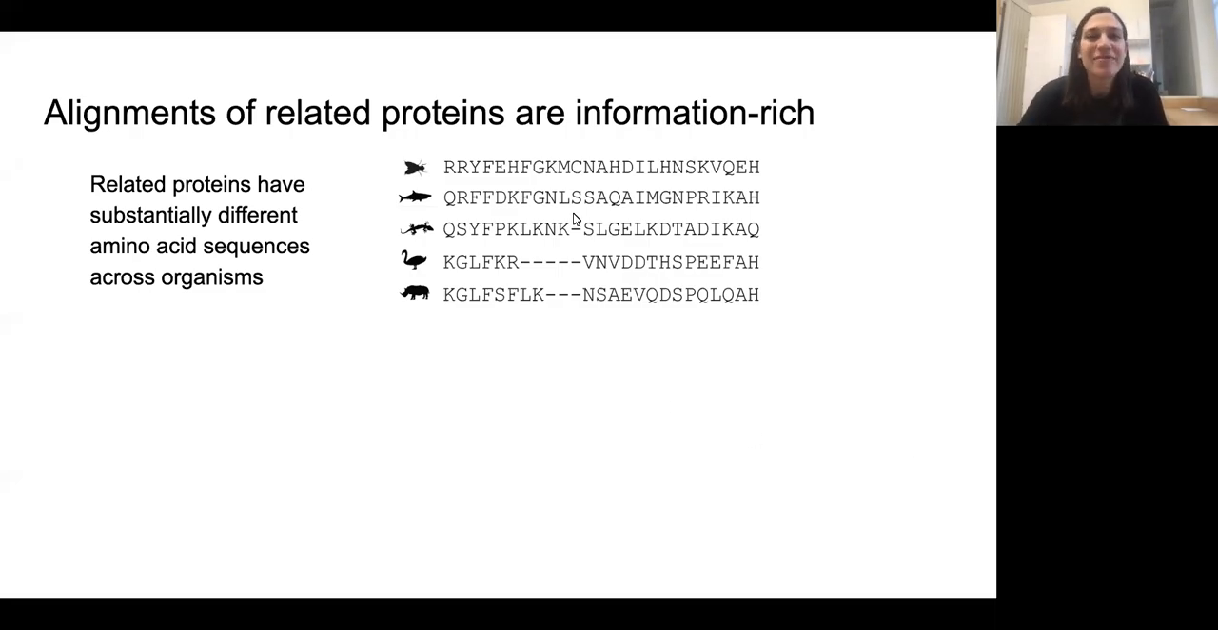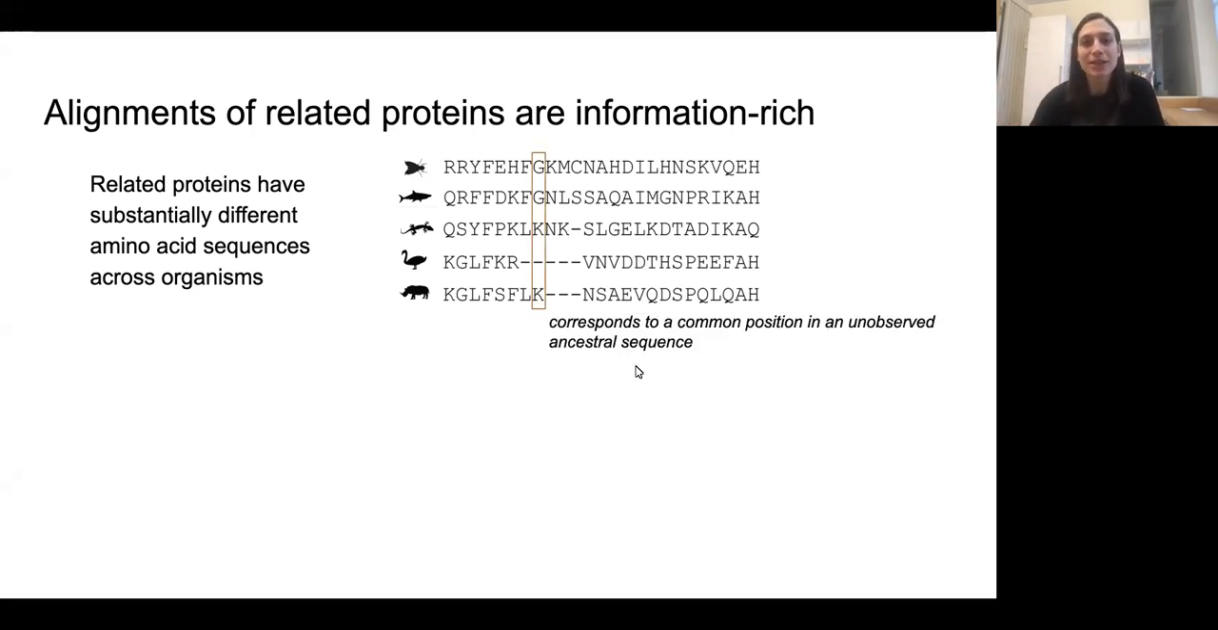Okay, so here's a real example. Here are related protein sequences, and you can see that they look incredibly different by eye, but they fold into the same protein in these different organisms. A central task in bioinformatics is assembling a multiple sequence alignment, or MSA, where each column corresponds to some common position in an unobserved ancestral sequence.